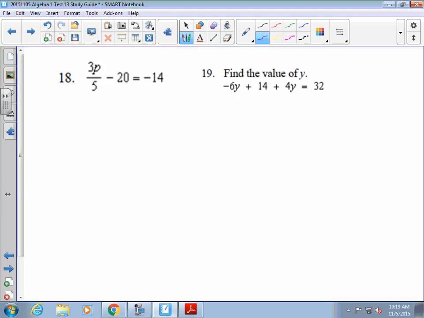18 says 3p over 5 minus 20 is equal to negative 14. Again, you want to undo to get p by itself. You want to undo minus 20 first by adding it. If you add it to the left, add it to the right. Now, here are opposite signs, negative 14 and positive 20. So subtract them. 20 minus 14 is 6. And since 20 is the bigger absolute value, it's positive. It'll stay positive 6.